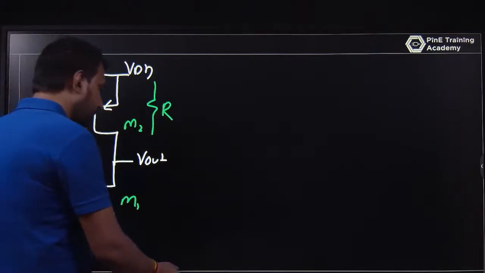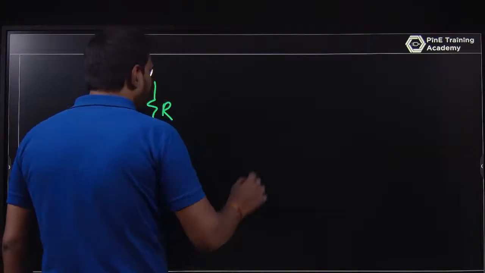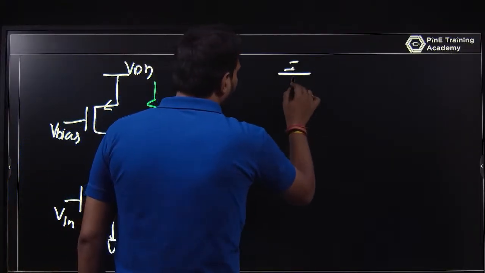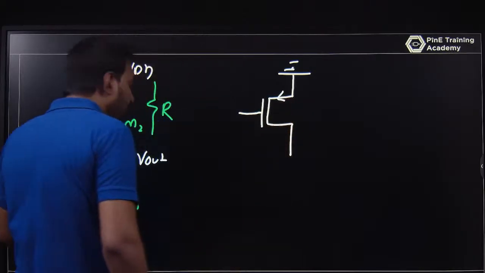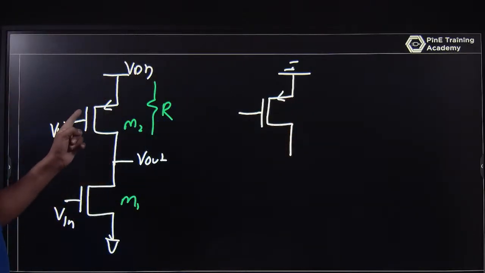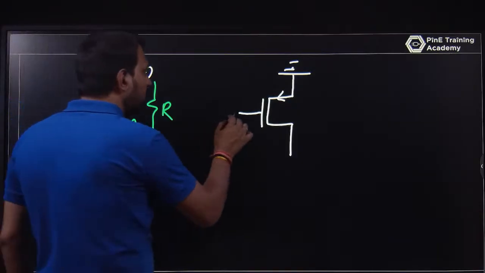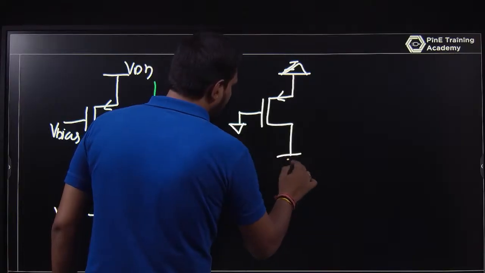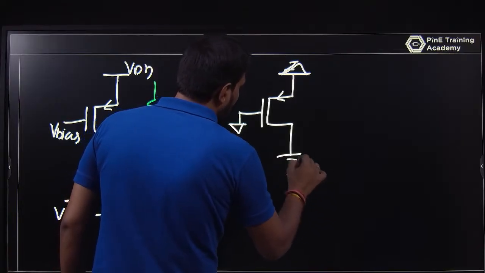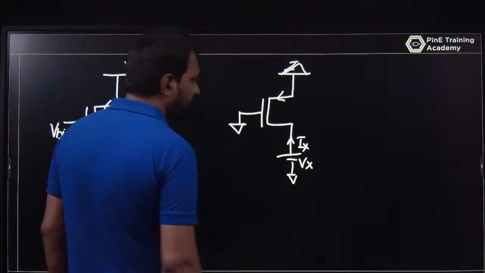I am just taking the small signal model. So this is grounded. This is V bias, which is a DC voltage. The DC voltage in a small signal model becomes grounded. So this is also grounded. And I am calling this Vx, and we are looking for Ix.